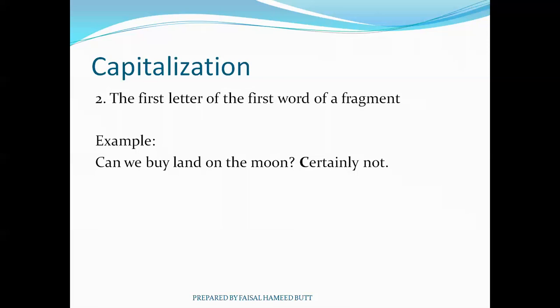So, can we buy land on the moon? Question is here. Certainly not. So, certainly not is the answer to can we buy land on the moon? So, certainly not is a fragment. It can be one word even, and it can be a phrase, but it will never be a sentence. That's why we call it fragment. Inshallah, when we do grammar, we'll also learn what is fragment.